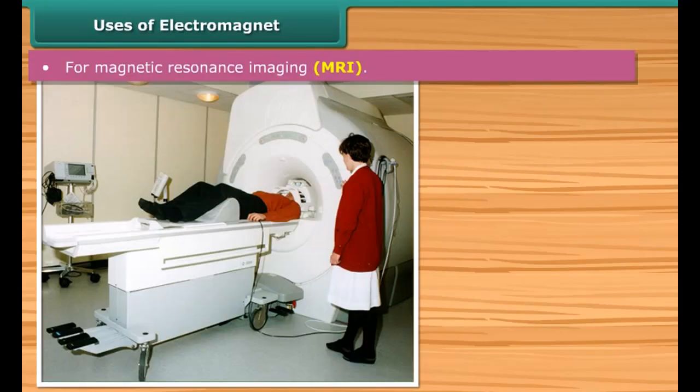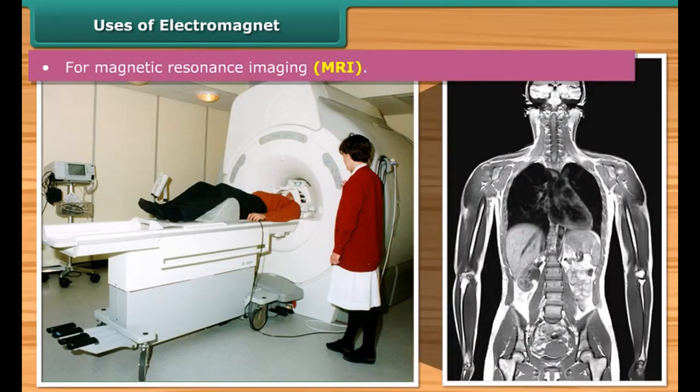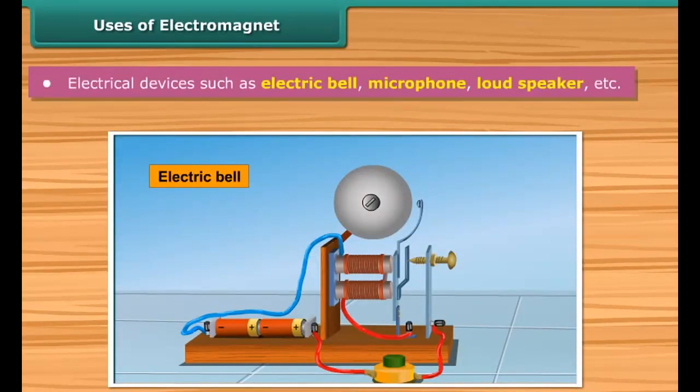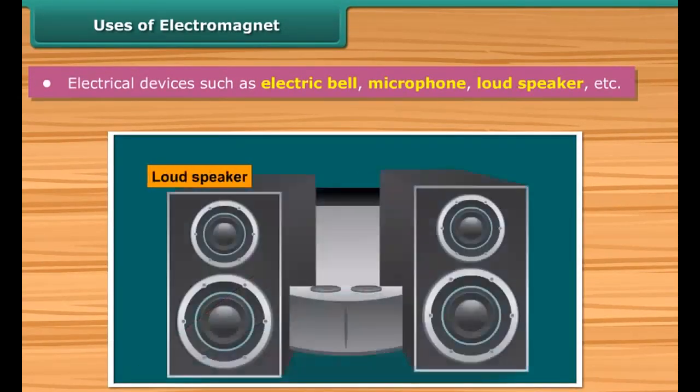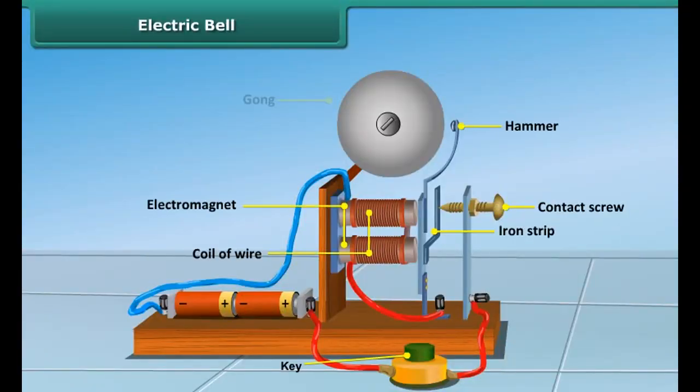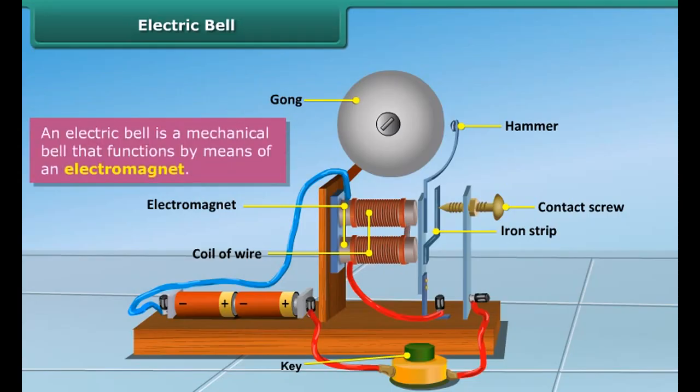Electromagnets are also used for magnetic resonance imaging, getting a detailed image of the inside of the body to diagnose a number of diseases. A variety of electrical devices such as electric bell, microphone, loudspeaker, etc. make use of electromagnet. Let us now look at the working of an electric bell. It functions by means of an electromagnet.